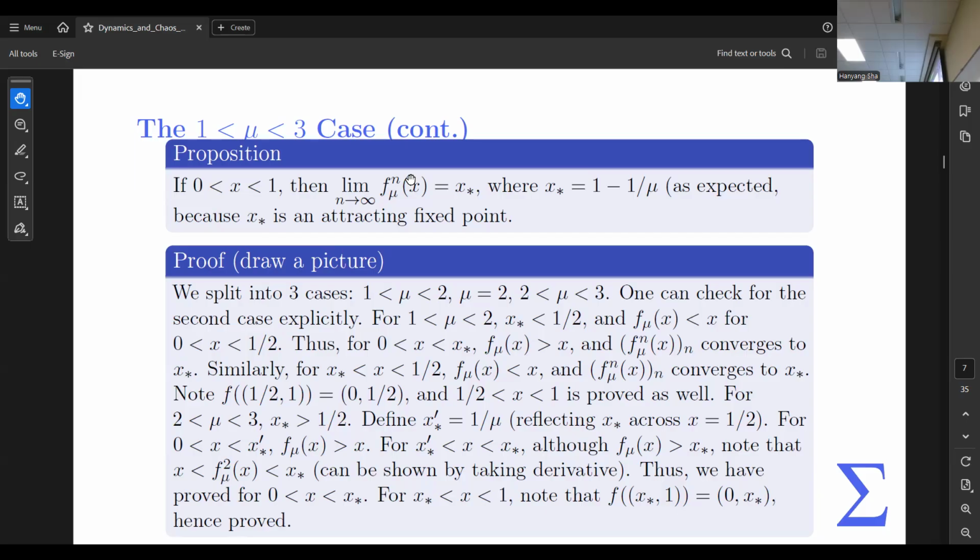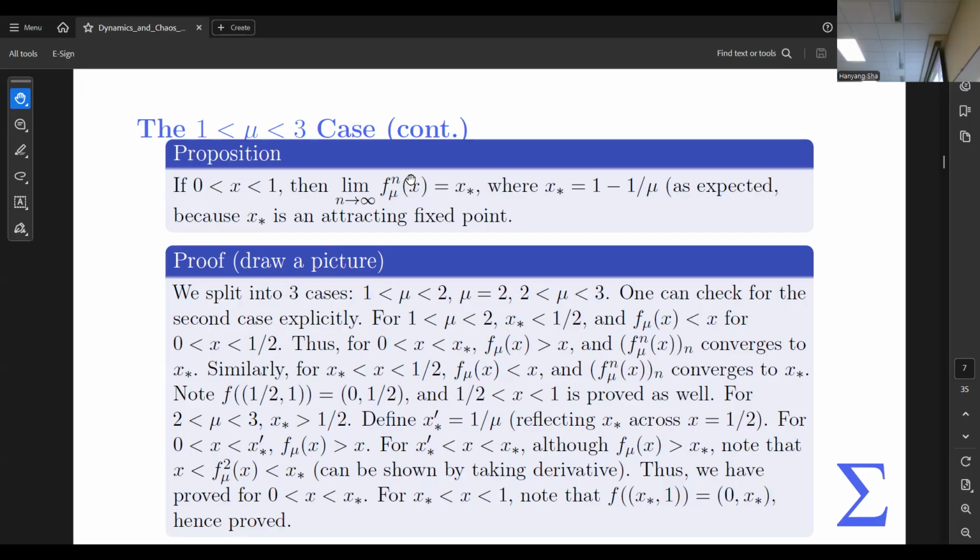And then between the fixed point and 0.5, we'll map to something that's smaller than x. So it will converge to something on the left, since f(x) will always be less than x. So it will continuously decrease until it hits the fixed point.